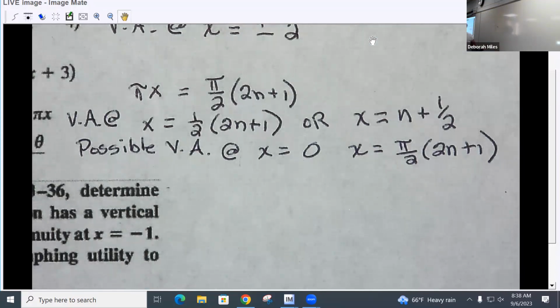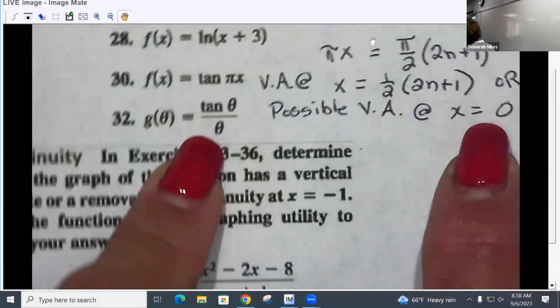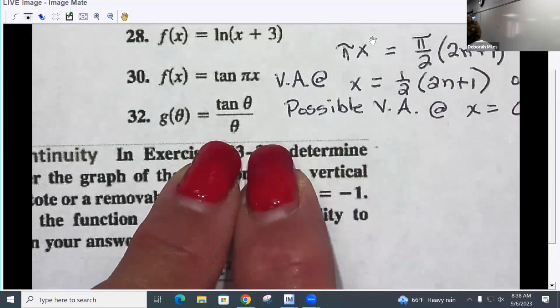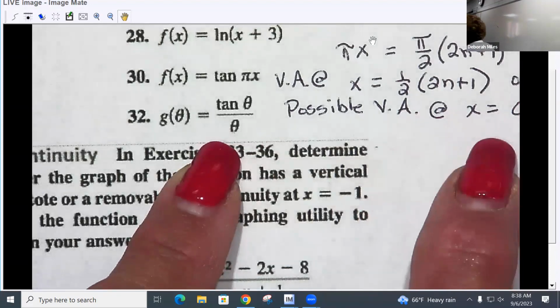Now, odd half pi's definitely are a problem. There's nothing I can do about it because tangent has vertical asymptotes there. What about at x equals 0? Well, I'm tempted to say that I know I can't just let x be 0, but can I let x get close to 0?